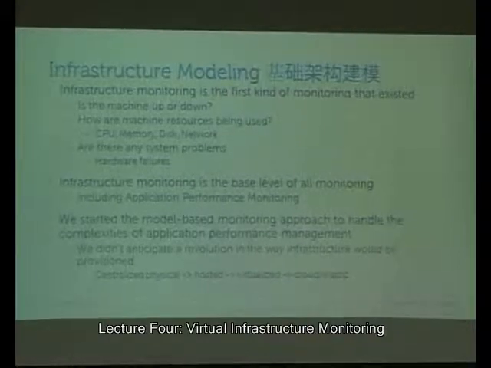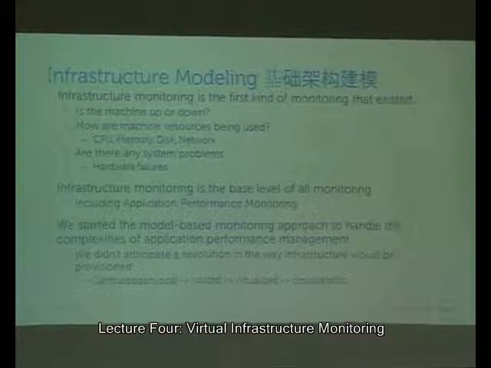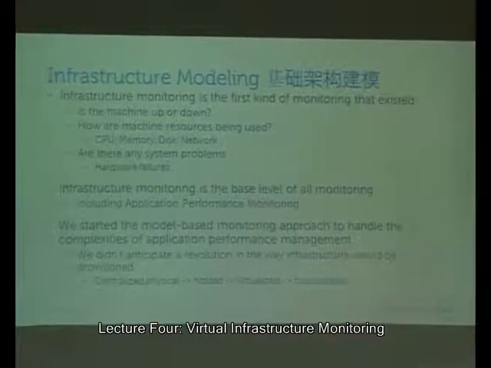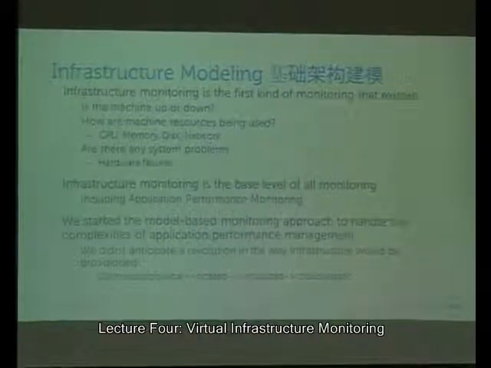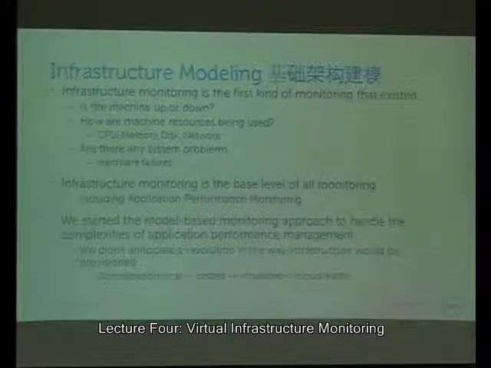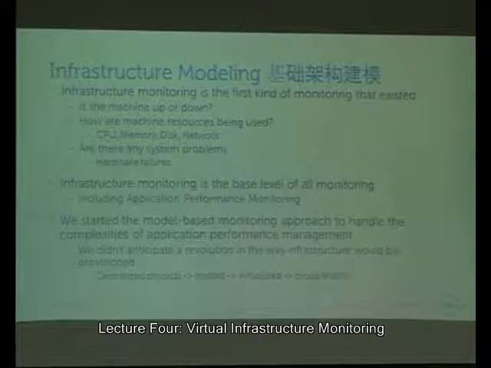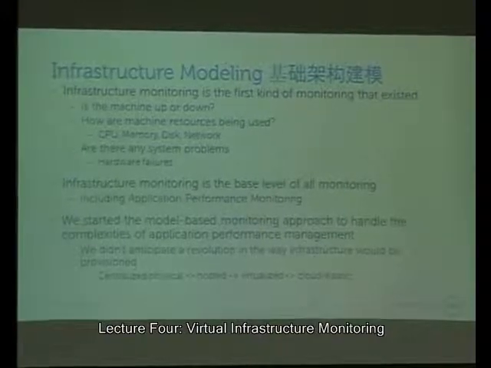But for infrastructure monitoring, we wanted to know, is the machine running? How are the resources being used? And are there any system problems? A system problem would be a network card has failed, or like Joe said, someone kicked out the network connection, or the CPU is running too hot and is about to fail. Those are hardware failures. Hardware failures used to be very frequent, and they're a lot less frequent now, or in some cases, we don't care about them, because we just run another machine.